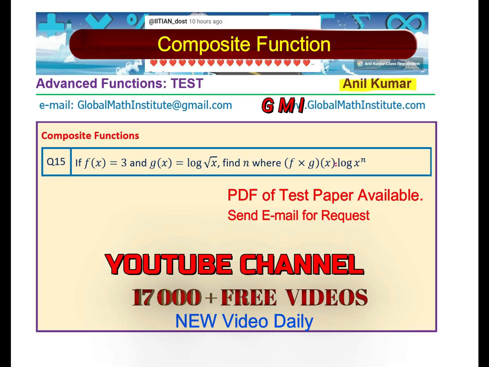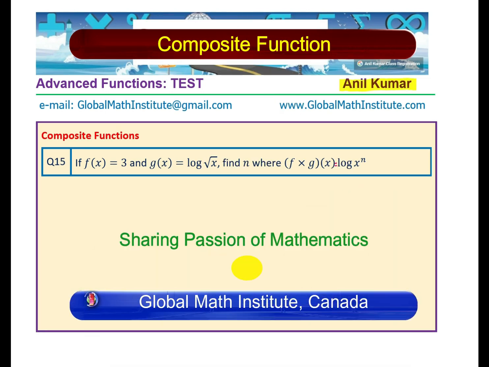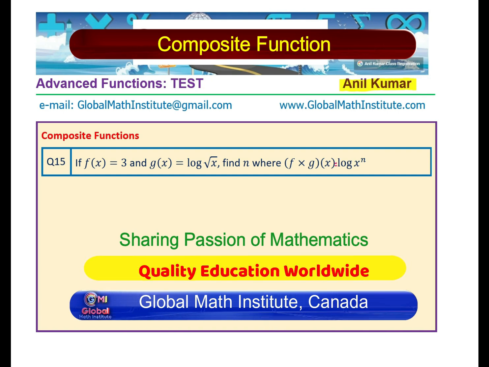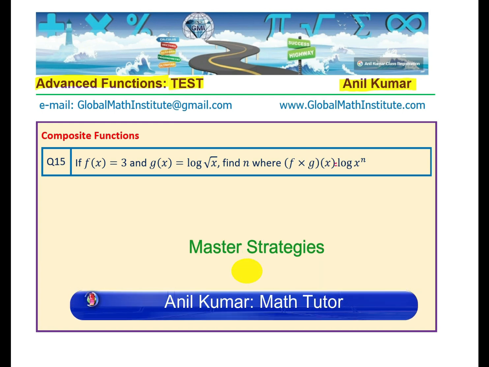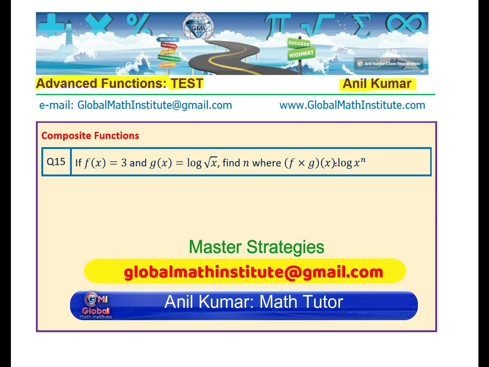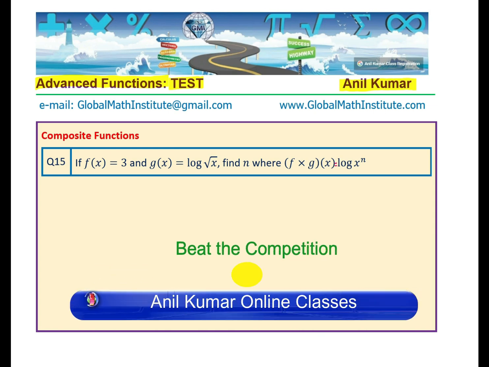We have a composite function. We'll try to understand how we relate these functions. It is part of our test paper on advanced functions. Question number 15. If f of x equals 3 and g of x equals log square root of x, find n where f times g of x is equal to log of x to the power of n.